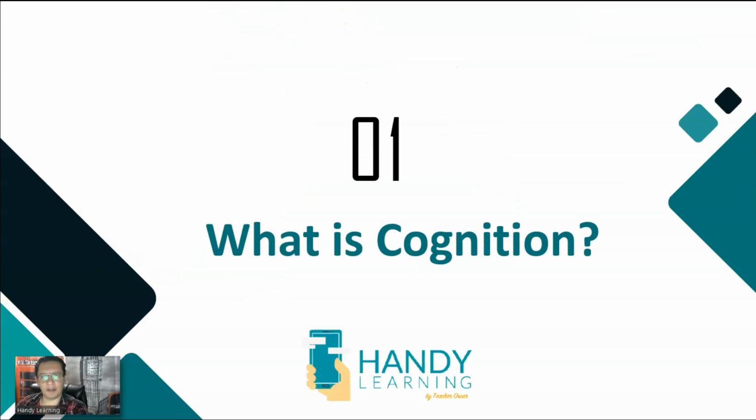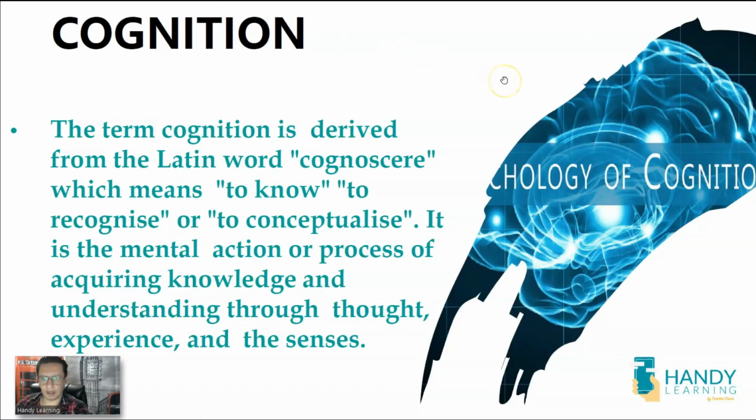So let us start by saying, what is cognition? The term cognition is derived from the Latin word cognoscere, which means to know, to recognize, or to conceptualize. It is the mental action or process of acquiring knowledge and understanding through thought, experience, and the senses. Basically, all of this is called cognition.